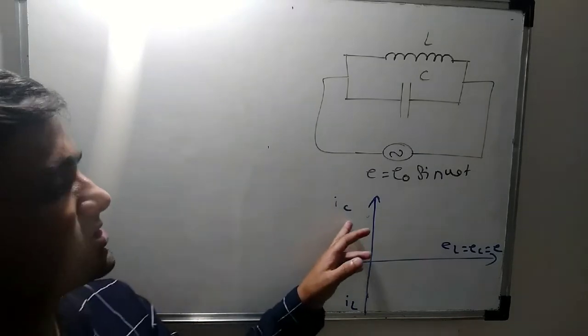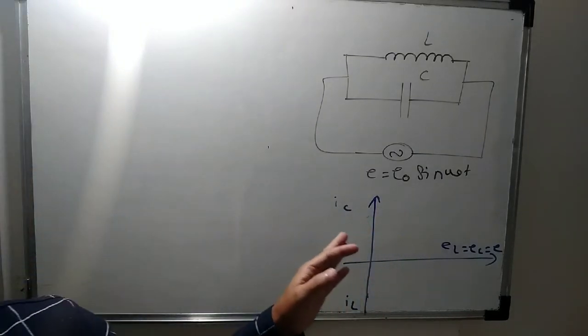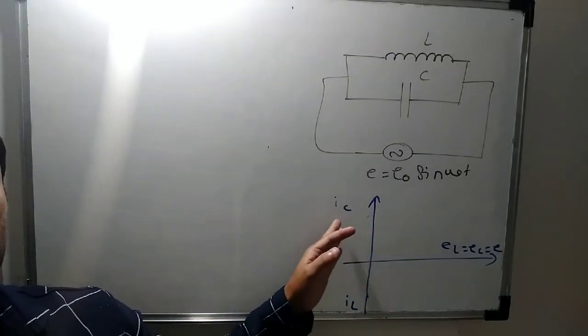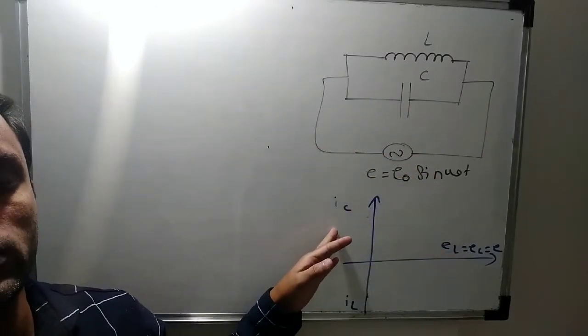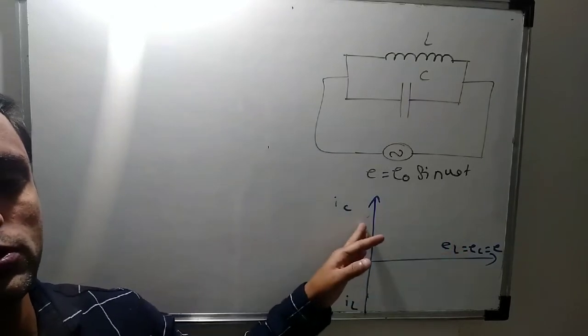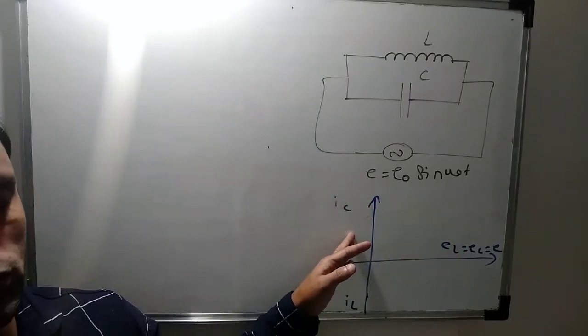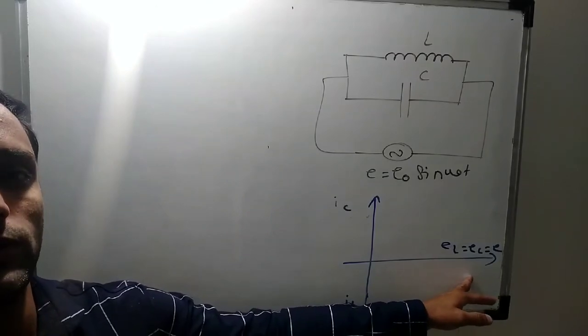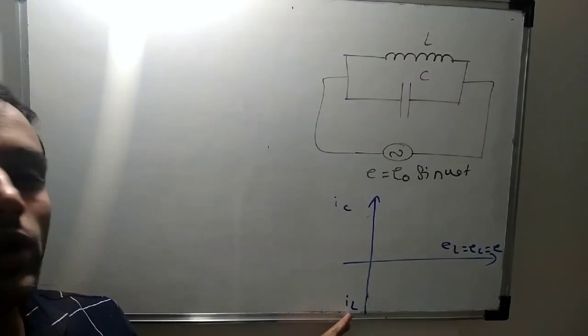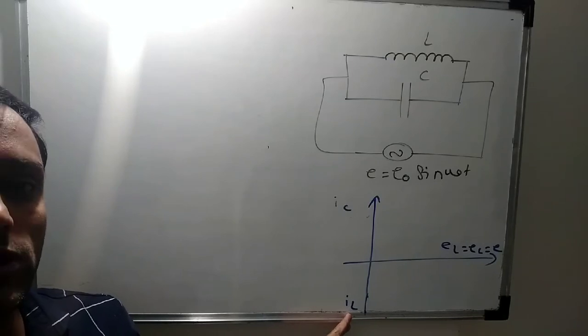Now why is IC plotted on the positive y-axis? Because the capacitor current leads the EMF by pi by 2, that is 90 degrees, so it is plotted on the positive y-axis. IL is lagging behind the EMF by 90 degrees, pi by 2. Therefore we have plotted it on the negative y-axis.